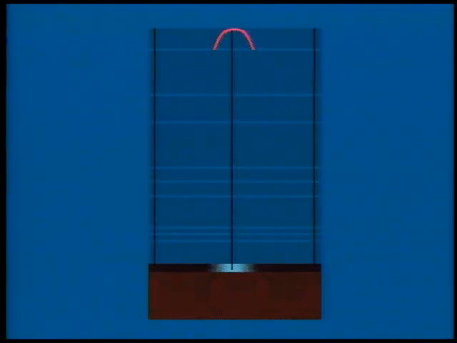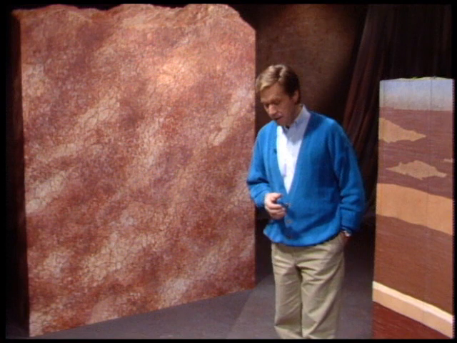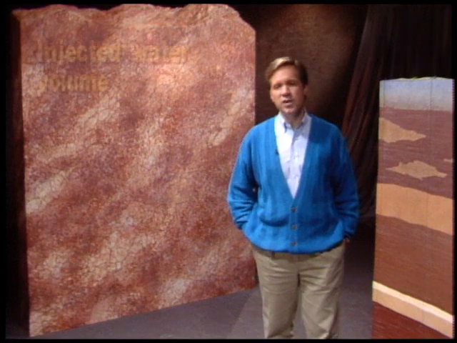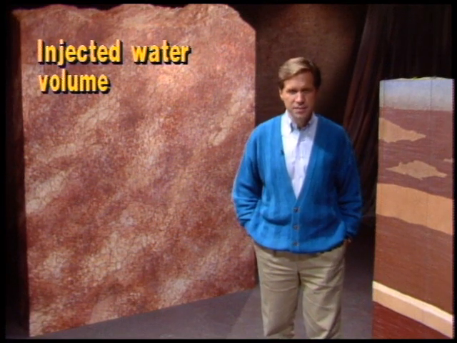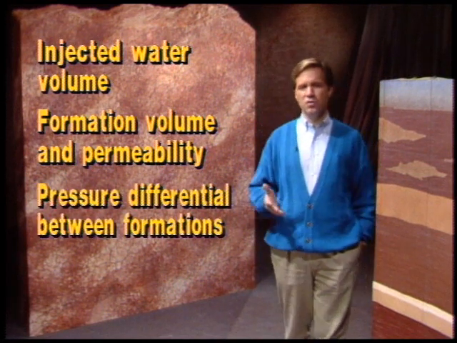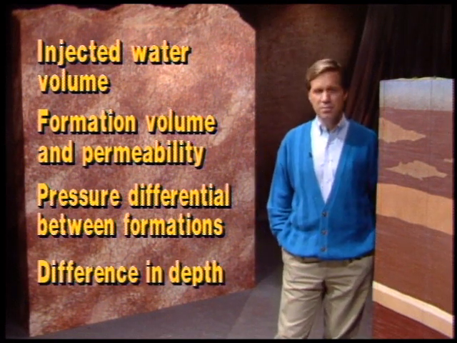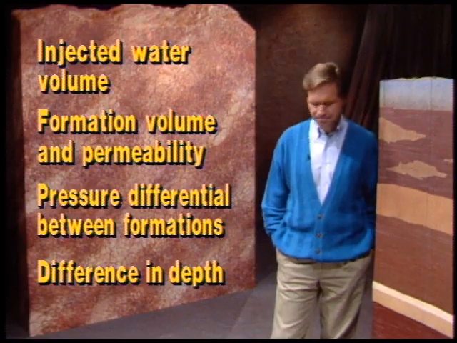The part of the pressure profile where the reservoir pressure is high enough to move the injection fluids from the injection zone all the way up into an underground source of drinking water is referred to by regulators as the zone of endangering influence. The size of this endangering zone can be calculated. Its size is influenced by the volume of water injected, the volume and permeability of the formation, the pressure differential between the injection formation and the drinking water formation, and the difference in depth between the two formations.